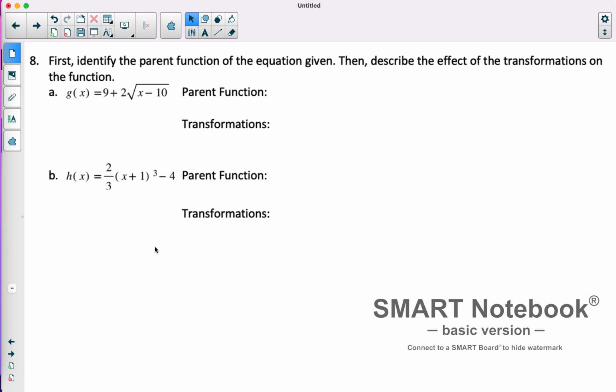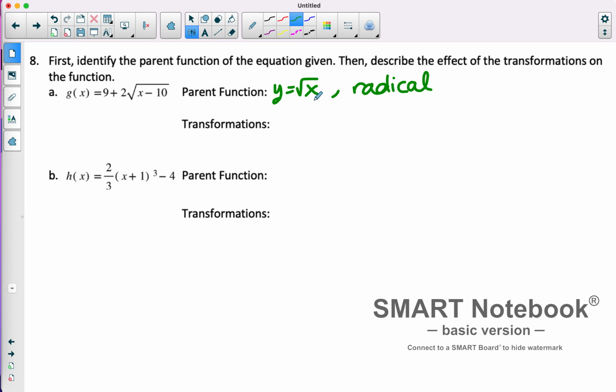Alright, in 8, we're identifying our parent function again. So I see a square root that tells me I'm working with a square root function. It's the square root of x, which is a radical function. There are several transformations happening. Let's start with what's affecting our x values. The inputs, we're subtracting 10. X minus 10 is affecting a horizontal shift. So that goes right 10.